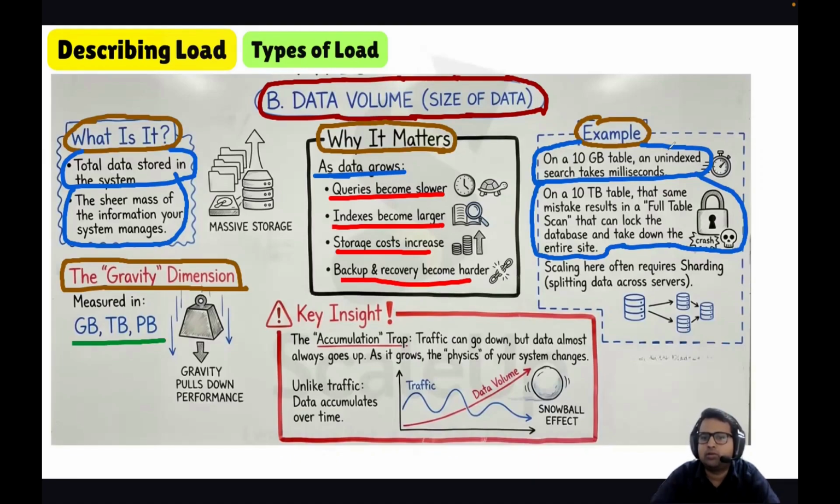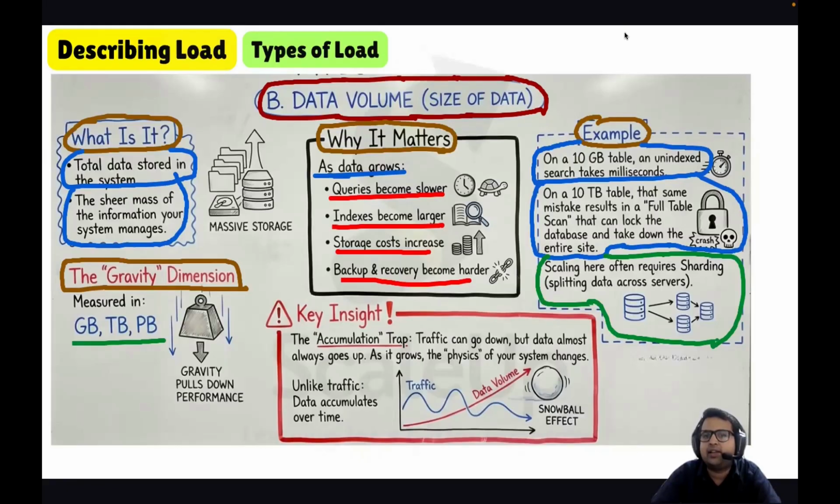It may go down. So in such scenarios, when the data volume grows, the scaling often requires sharding. Sharding means splitting data across servers. So when the data volume grows, we have to split the data across servers.